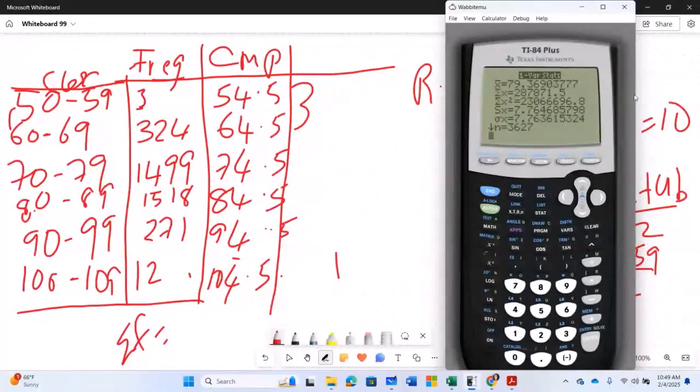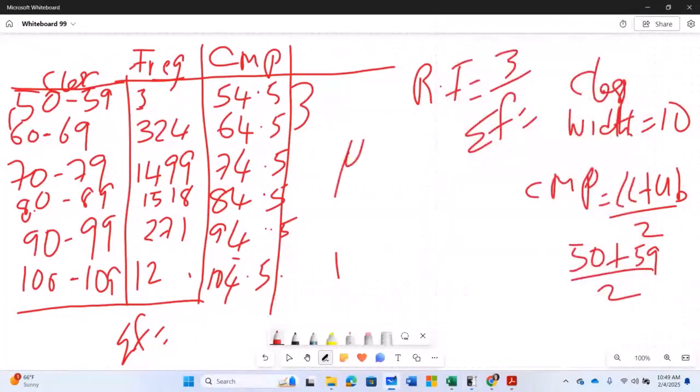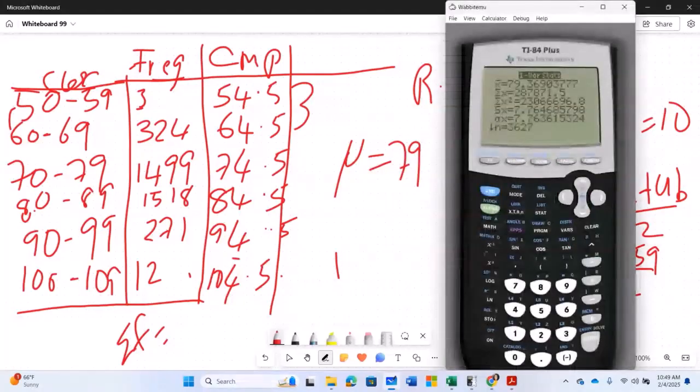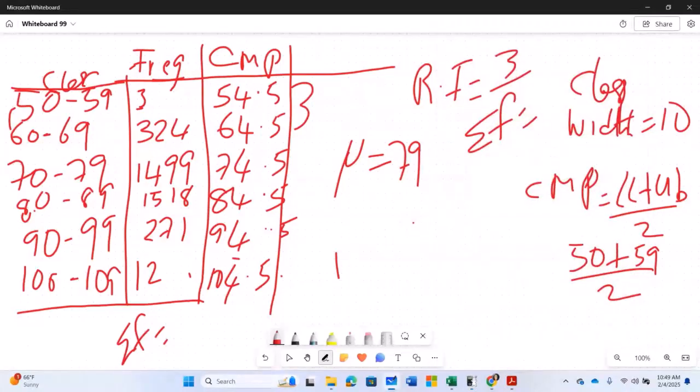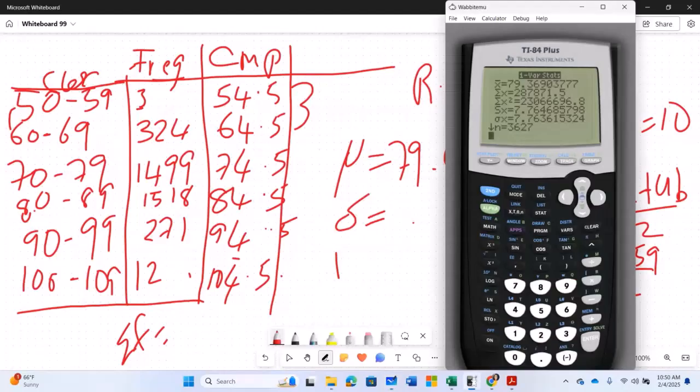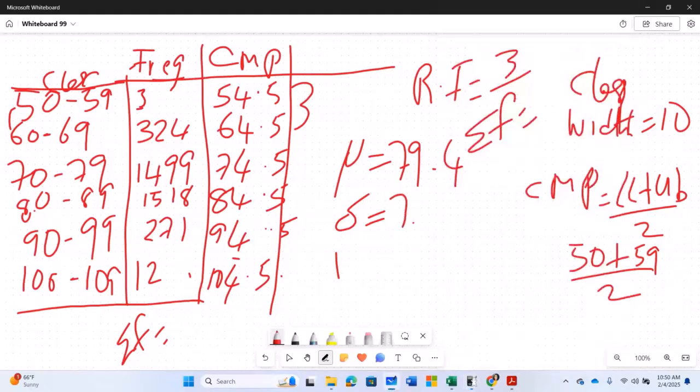The mean is 79.4. Remember it is a population, so you write mu. The mu is 79.4. And the standard deviation is 7.8 approximately. This is what we are told to calculate.